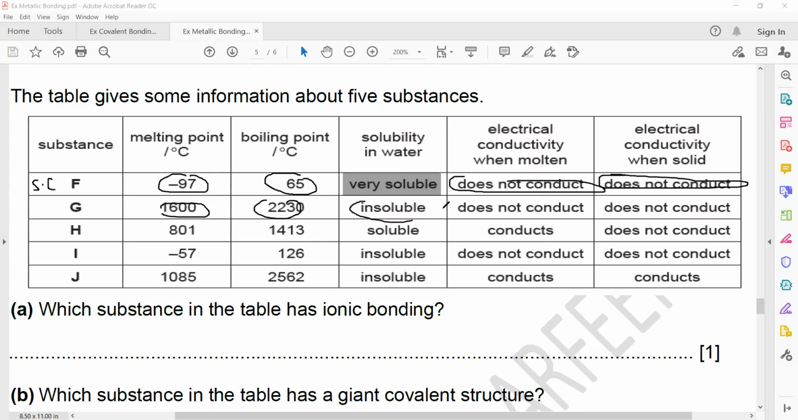It is insoluble in water, does not conduct electricity in molten form, and does not conduct electricity in solid state. What could be this compound G? High melting and boiling point and other properties resemble covalent. What could be this compound? Giant covalent. Yes, it's a giant covalent structure. How do we identify it's giant covalent? Because high melting and boiling point, and it does not conduct electricity.